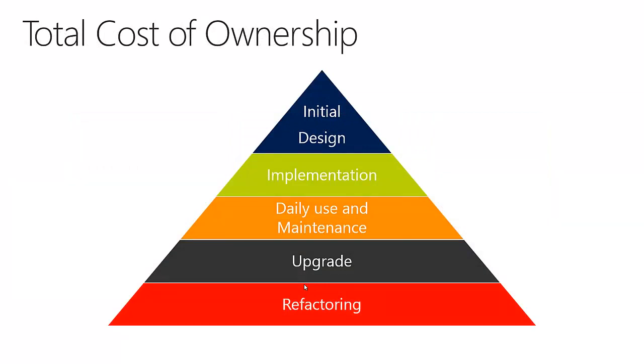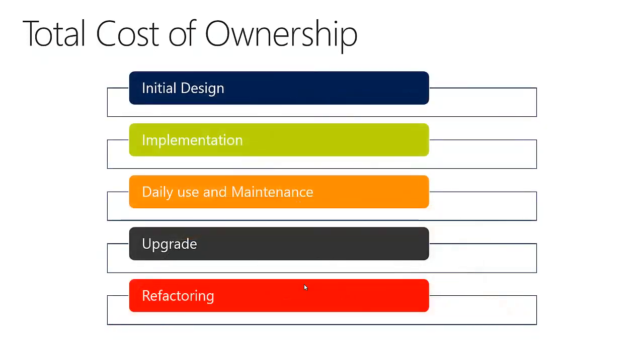Looking at total cost of ownership, the initial design is the least expensive part. The better job we do making correct decisions avoids us having to spend a lot of time and money for upgrading and refactoring, even trying to avoid refactoring.